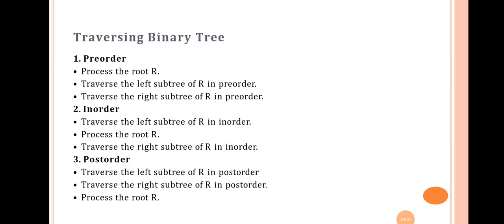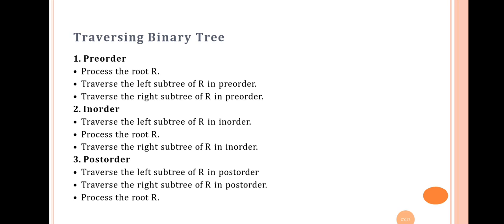Traversing a binary tree. How to traverse a binary tree? The first is pre-order, then in-order, and then post-order. These are the three types we use for traversing the binary tree. In pre-order, process the root R, and then traverse the left subtree of R in pre-order. Next, traverse the right subtree of R in pre-order.